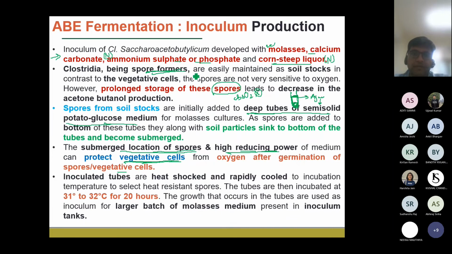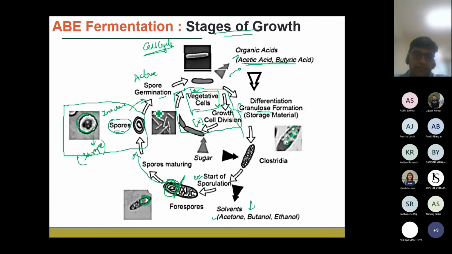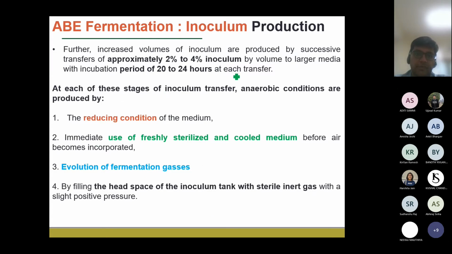Okay, and we'll look into how to generate the inoculum. The first stage is to bring this back from the spores to the vegetative cell. Okay, then once it is at the vegetative cell stage, we will go for, for example, the acetic acid production, and then we have several stages of inoculum development.